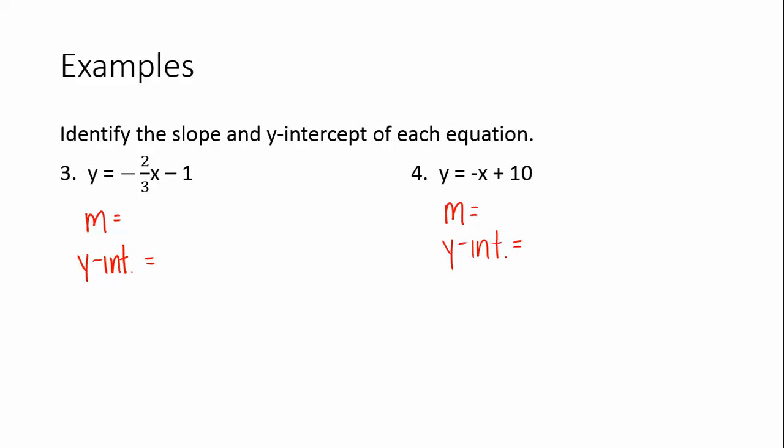Hopefully on number 3 you're saying the slope is -2/3. Again, we want to take the sign with it, and it's the number in front of the x, and the y-intercept is -1. Number 4 is a little trickier, but you have to recognize there is a number in front of that x, so our slope is -1. Our y-intercept is 10.